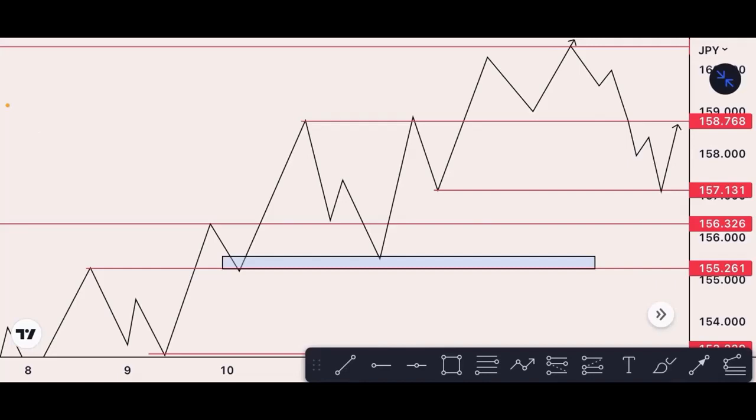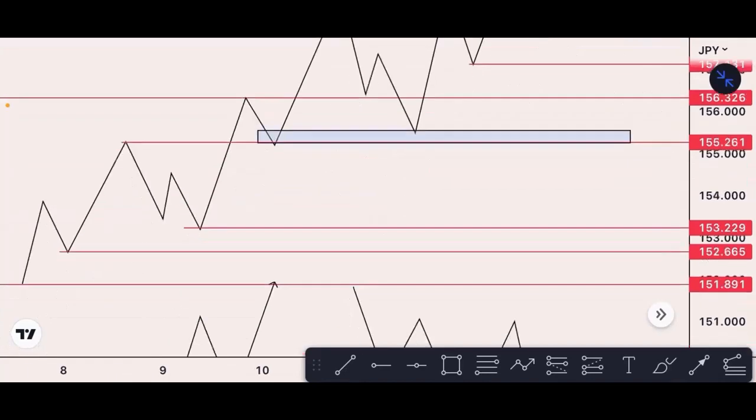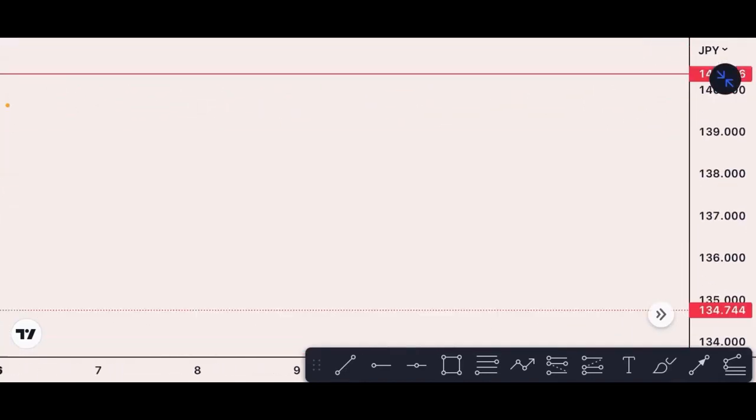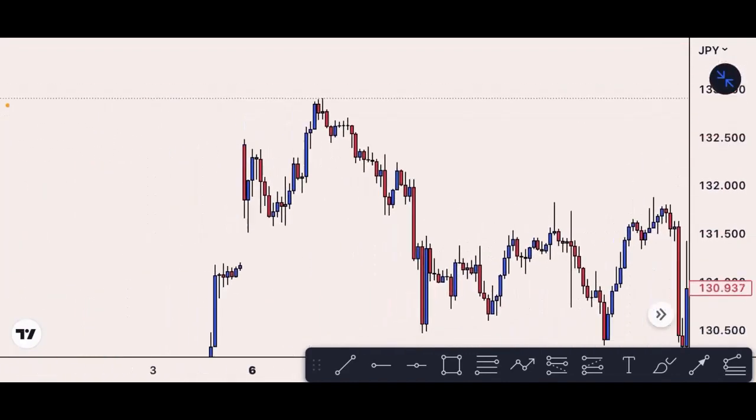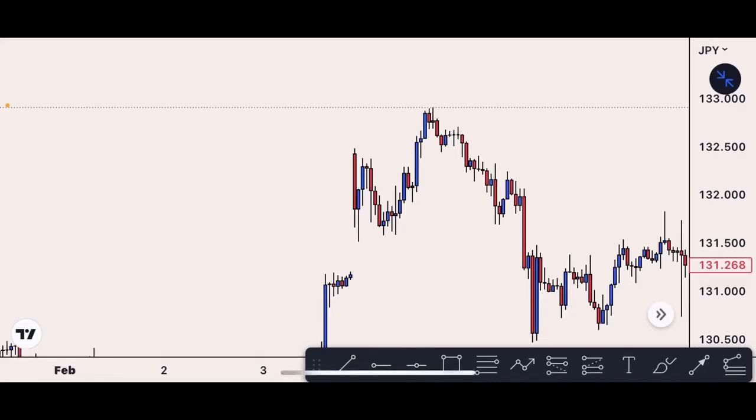In my previous video, I taught you how to identify major support and resistance zones. Now today, I'll be taking you straight to the main chart so that we might be able to identify those zones and how to take trades on them.